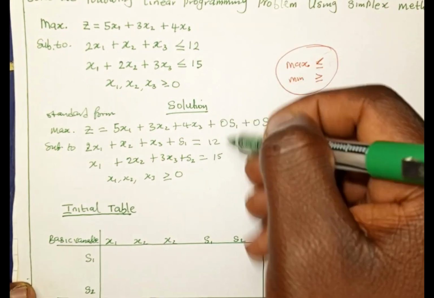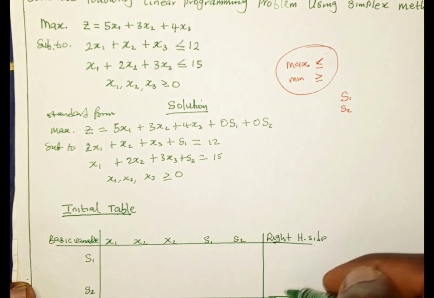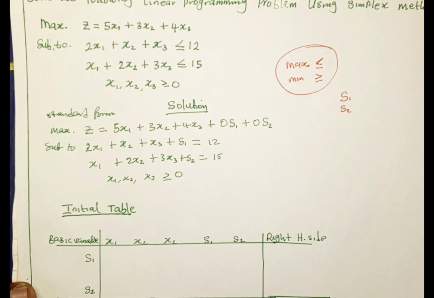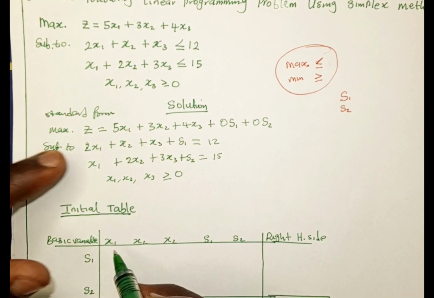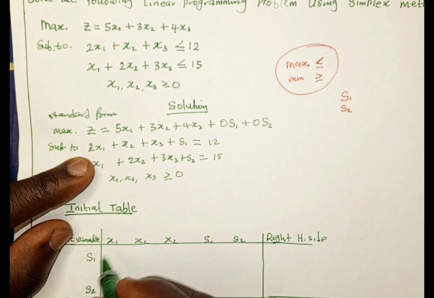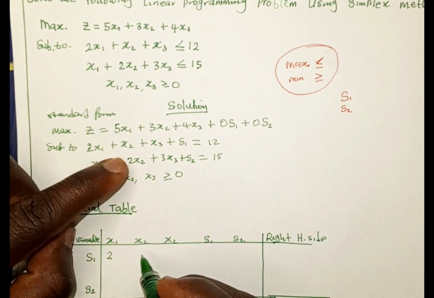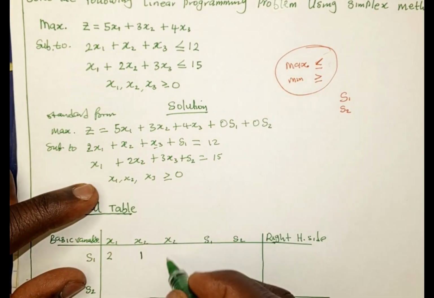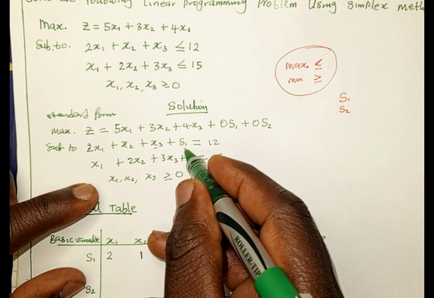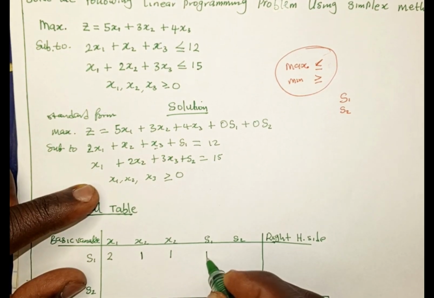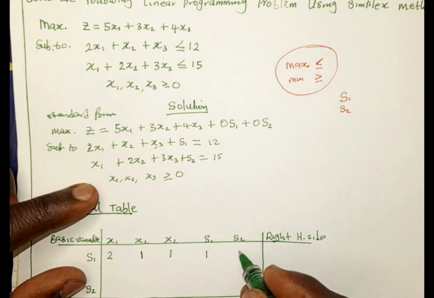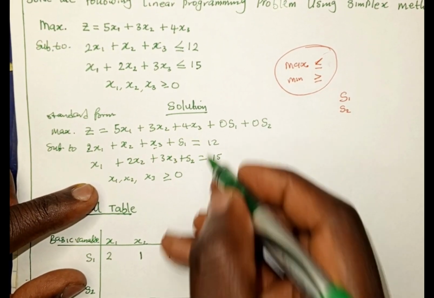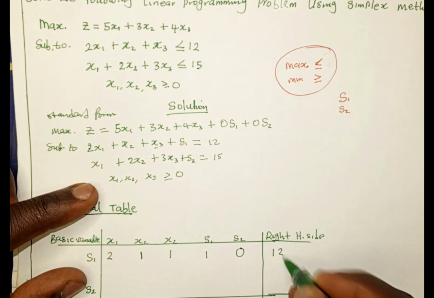This is just the right hand side of the equation, so this 12 and 15 is going to be here. Let's start from the first one, x1. In the first equation, what is the coefficient of x1? It is 2. What is the coefficient of x2? It is 1. What is the coefficient of x3? It is 1. What is the coefficient of s1? It is 1. What is the coefficient of s2? There is no s2, so you put 0 here. Then the right hand side is going to be 12.